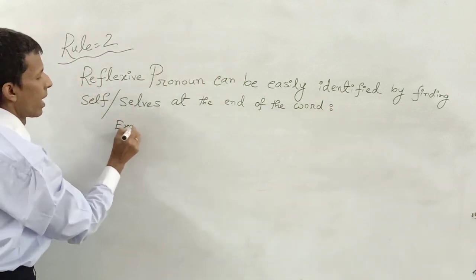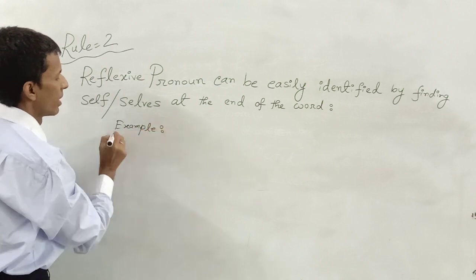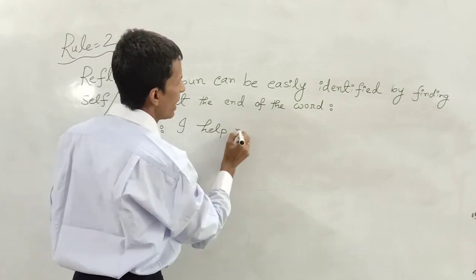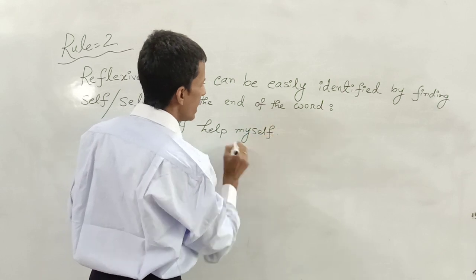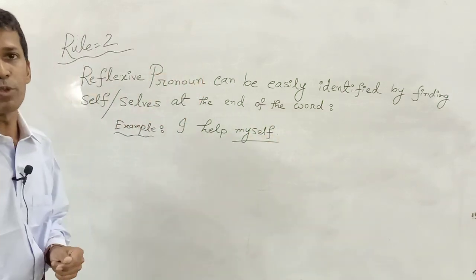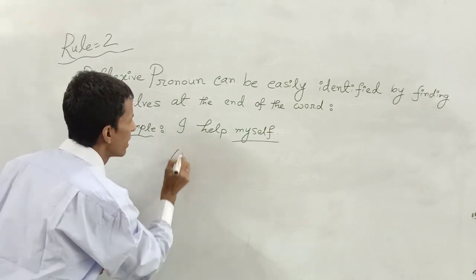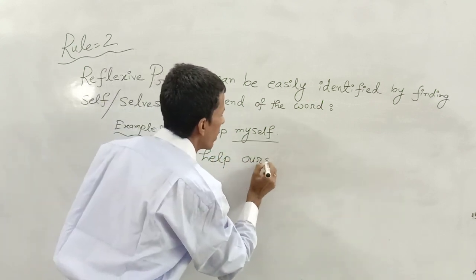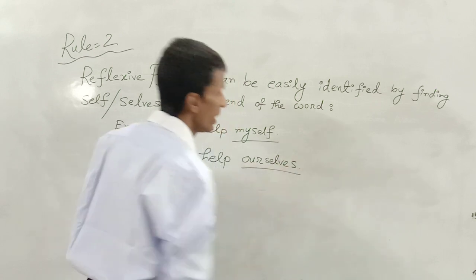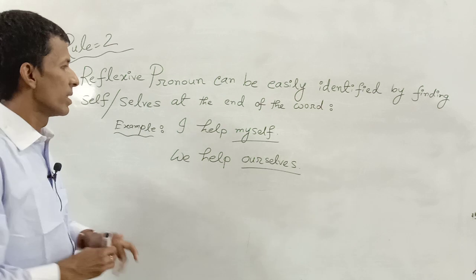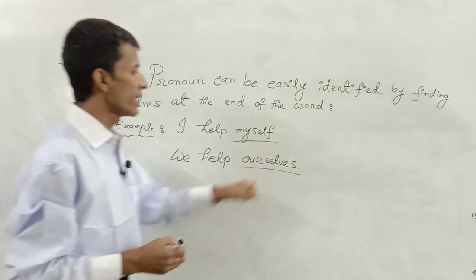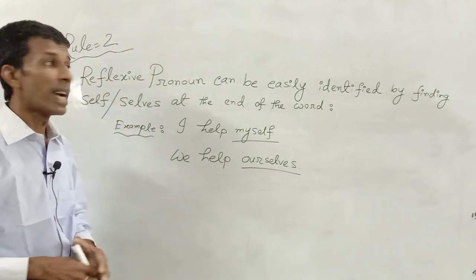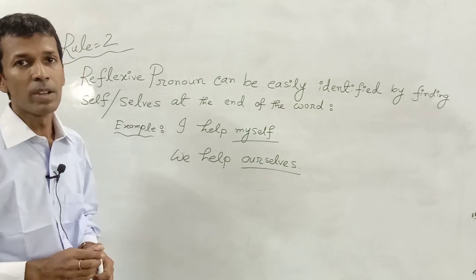Example: I help myself. Here the underlined word is the reflexive pronoun. And in the next example, we help ourselves. In the same way, you will definitely identify these parts of speech only by looking at the salient feature, selves. So there is no denying the fact that identifying reflexive pronoun is one of the easiest forms of parts of speech.